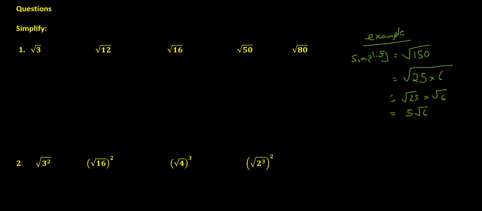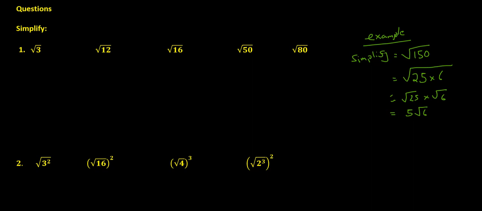And we can check that on our calculators. 25 times 6, and we can take the square root of 150, subtract 5 root 6, and if we get 0, we have done our simplification correctly.